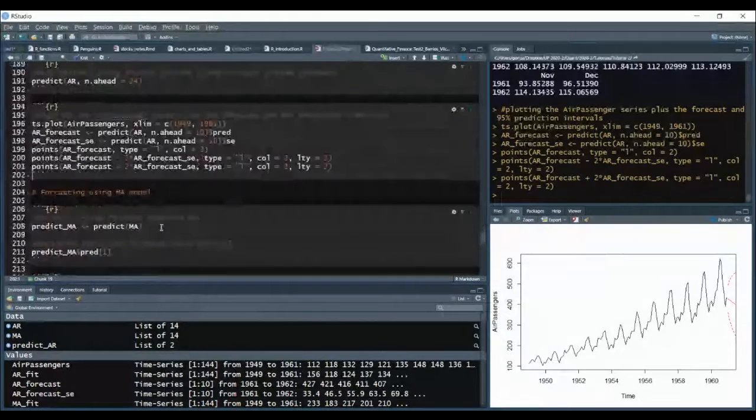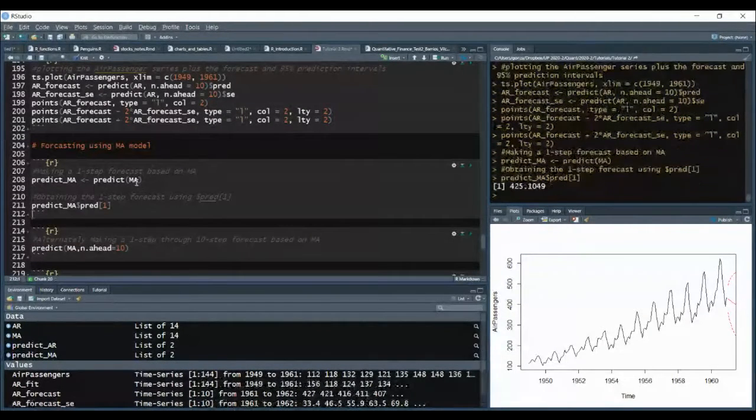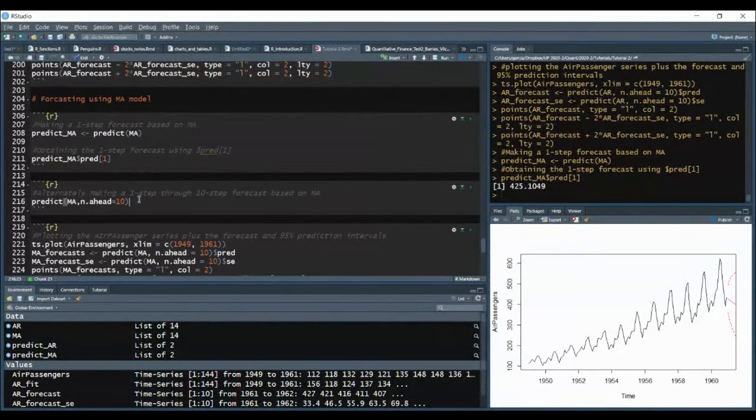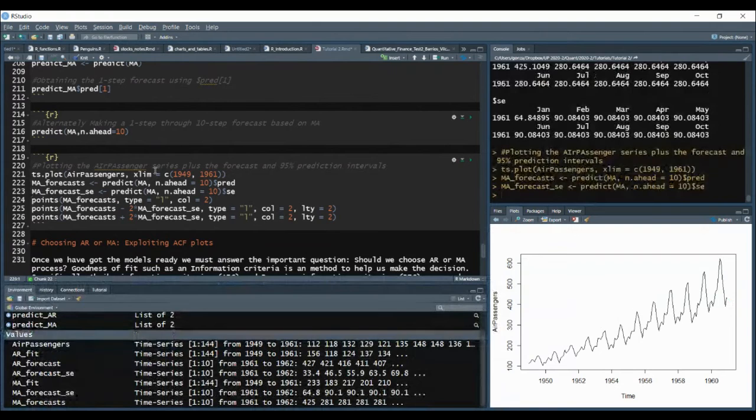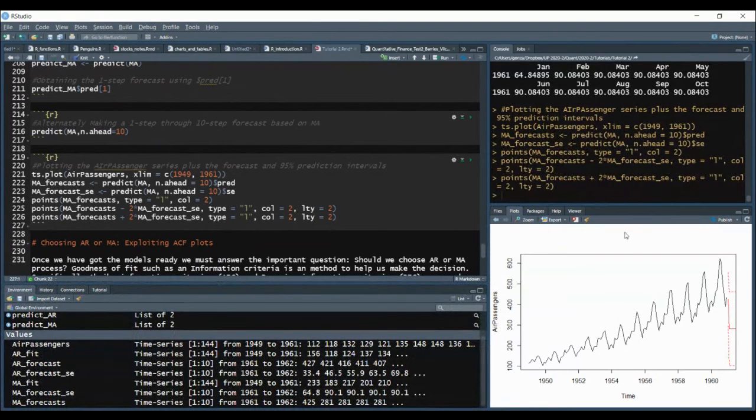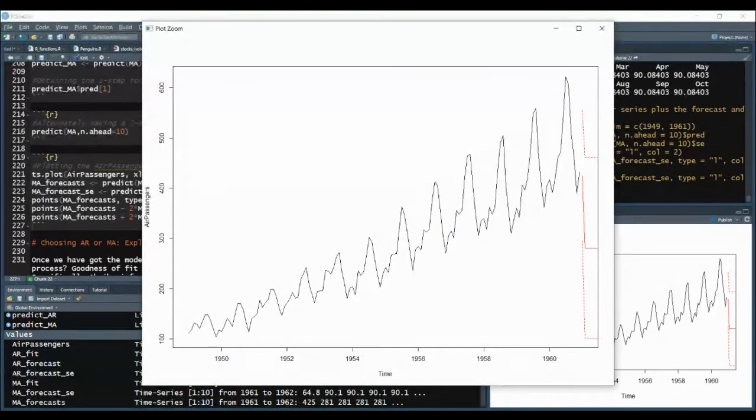Let's try it with the MA model that we have. The same steps, just with our MA model instead of our AR model. Now this one is even worse, right? Because at least the other one looked like it might continue the trend. Now this one really looks like nothing that could be exact.